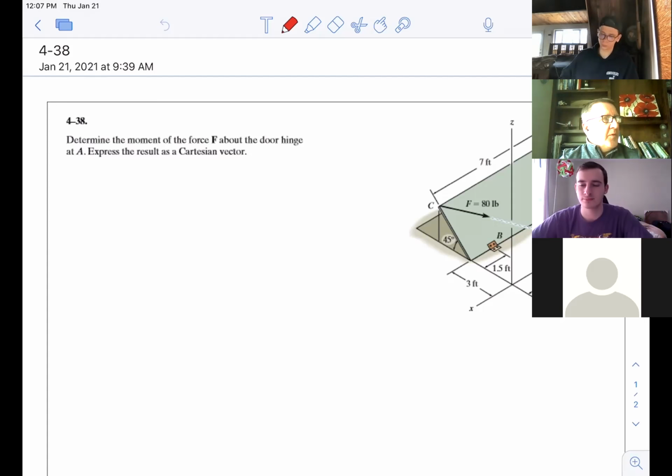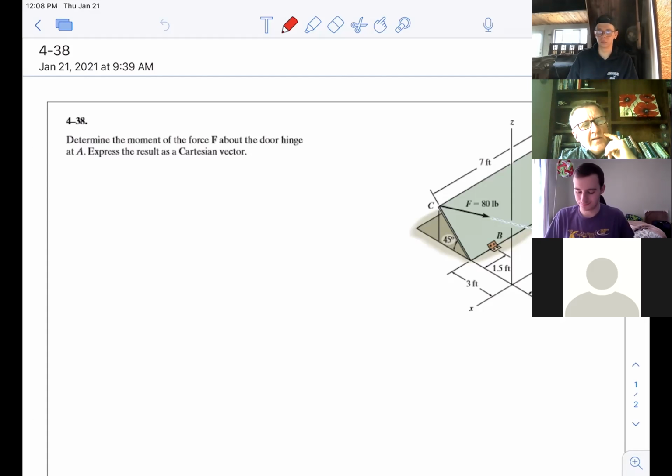So let's quickly, before we run out of time, see if we can set this one up. Notice it says, determine the moment of the force F about the door hinge at A. They did not say around axis AB. This is the same problem we just did. So it's find the moment of the force F about point A. They said hinge A, not point A. It's the same problem we just did.